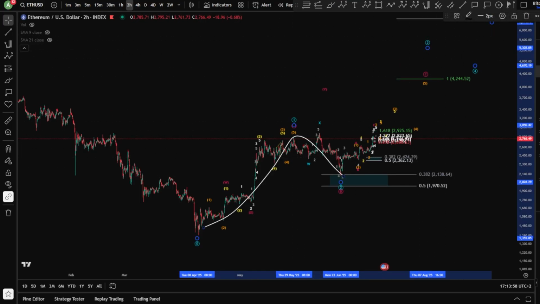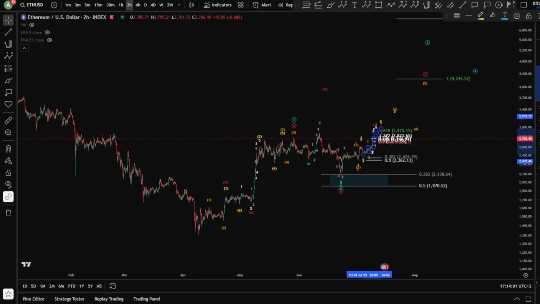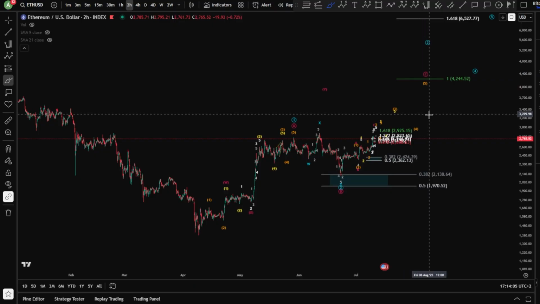So this is how we're going to walk step by step with it, of course, for the next days and probably weeks as well, where we come to this area. That is for Ethereum.